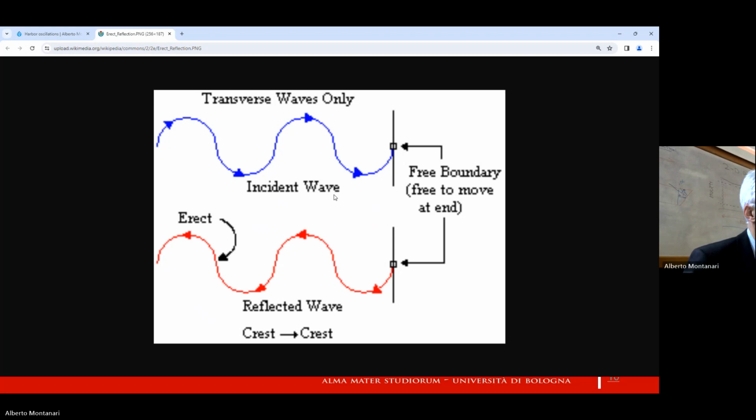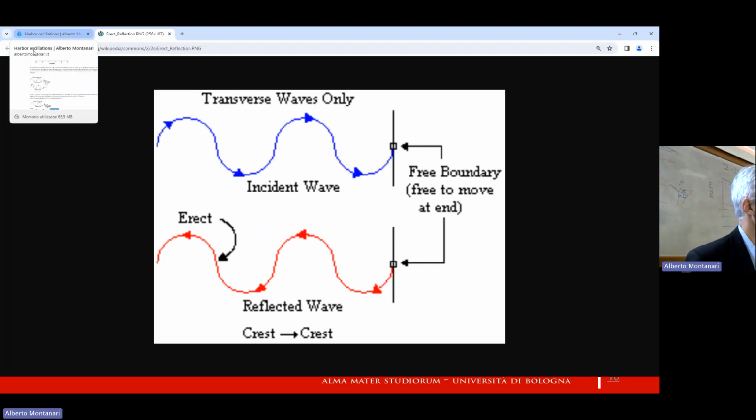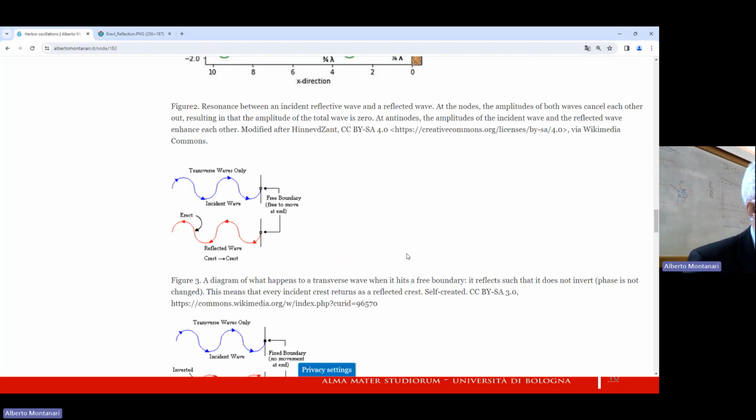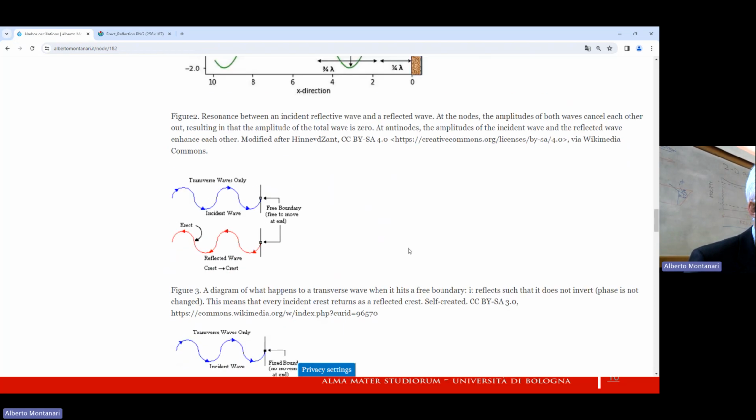Okay, let's go back to the other figure. So this means same phase. And just keep in mind that this is called free boundary, because the wave against the head of the harbor, against the wall, can go up and down. It's a free boundary. Like if you take a string and you move the string from only one side, and you let the other side free.